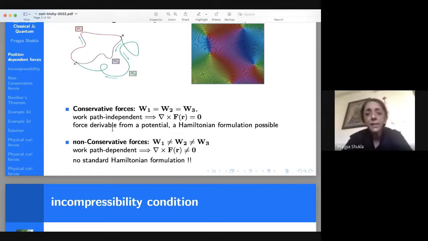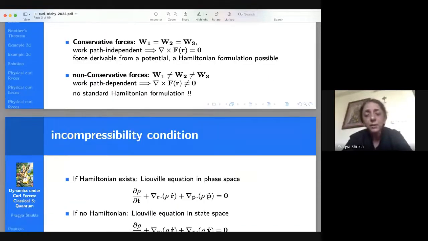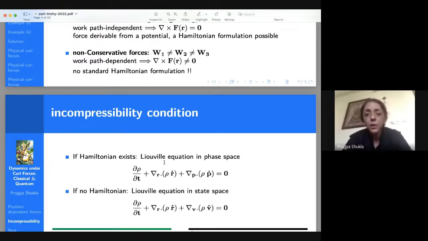Besides, this was the case in the position space. Now let us go to the usual representation. We know that when we talk about Hamiltonian formulation, we immediately start talking about phase space. So if a Hamiltonian exists, then you know the Liouville equation in phase space, where rho is the density of phase space points, and the phase space coordinates depend both on position as well as momentum. So how does that change? What is the continuity equation for the density of points in the phase space?